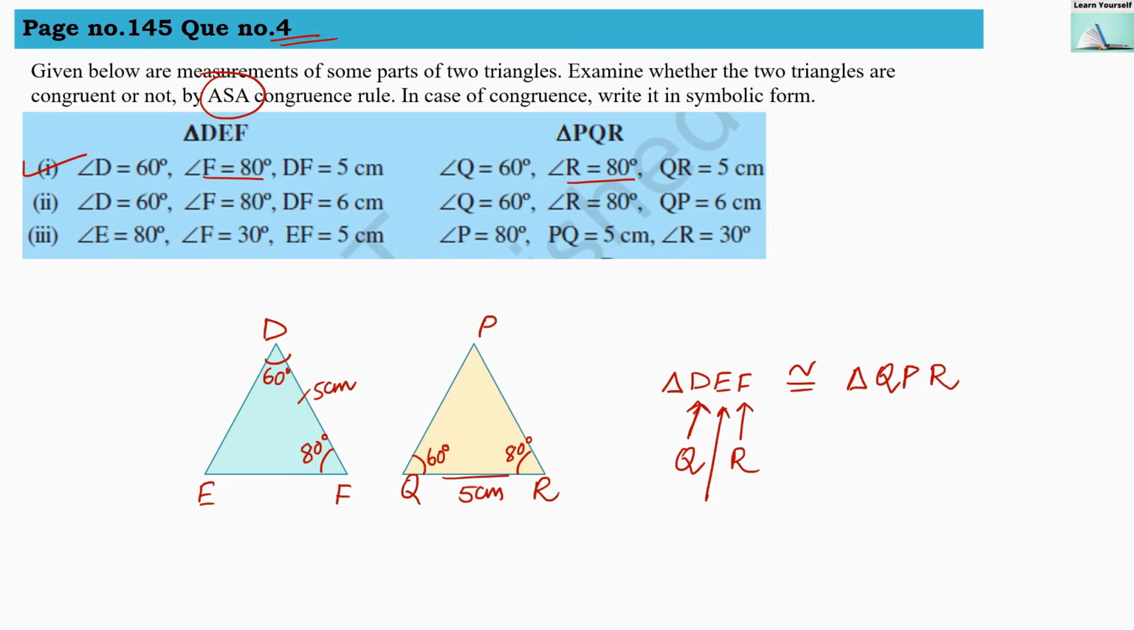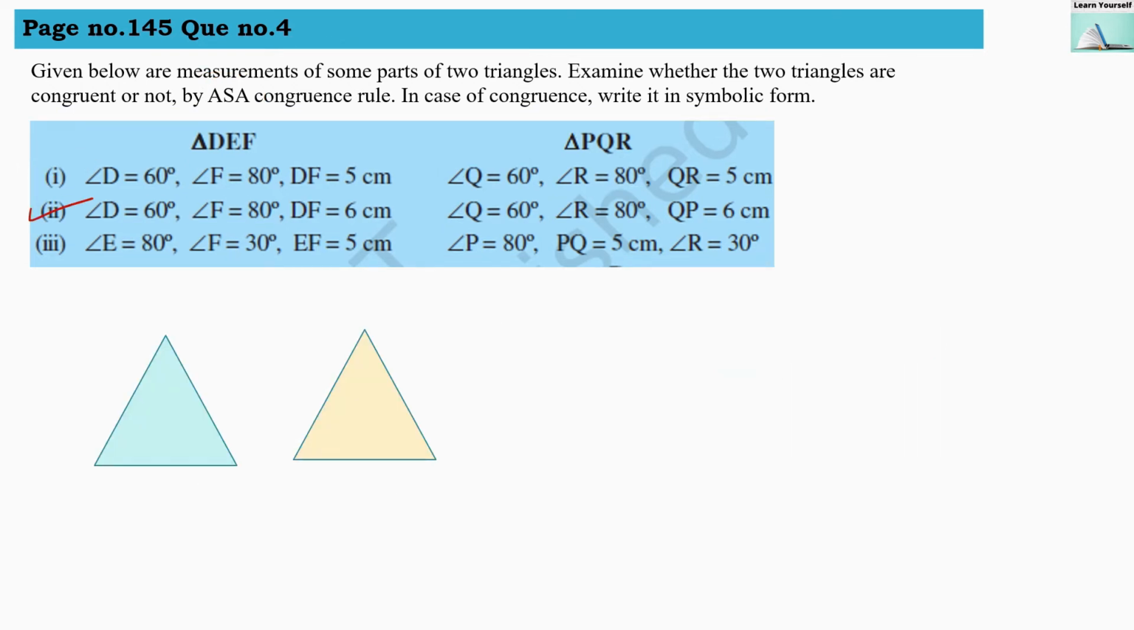Now let us check, as per the line segment, that DF has to be equal to QR. D and F, they both are at two extremes. Q and R, they both are at two extremes. So our congruency is correct here.